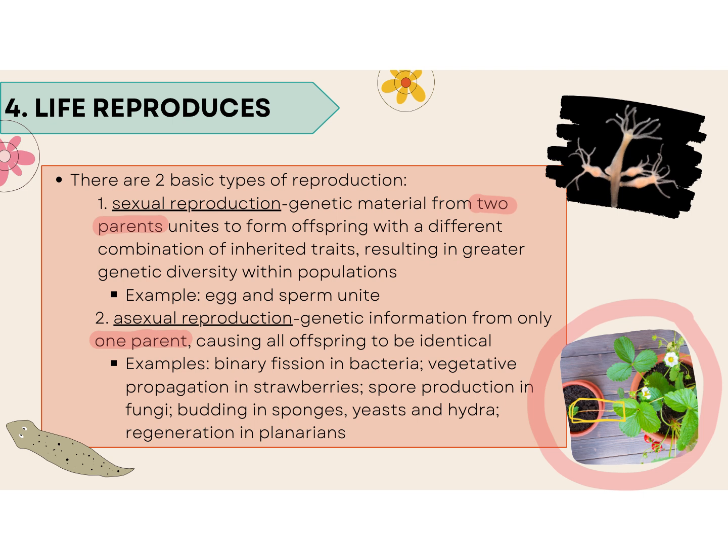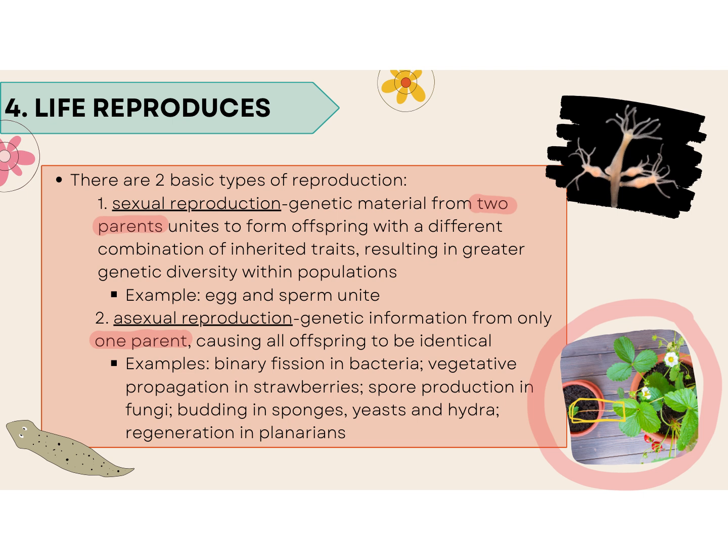Another example is in fungi. Fungi produce spores, and spores are tiny little reproductive cells that when they land in a favorable environment will begin to grow a new organism. So a favorable environment for fungi would be somewhere warm and somewhere damp. Another example is budding in sponges, yeasts, and hydra.